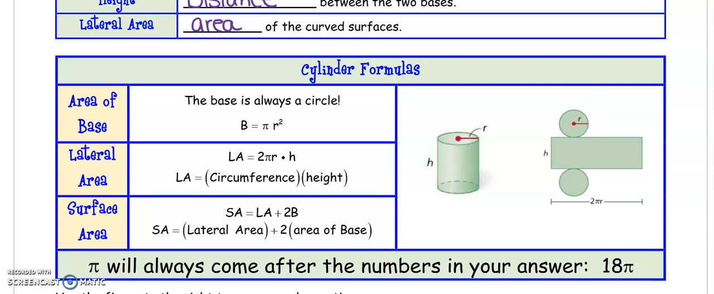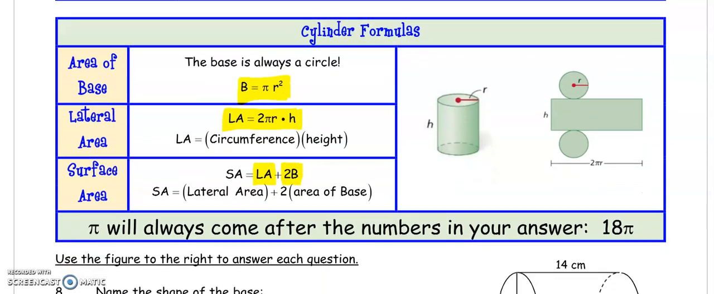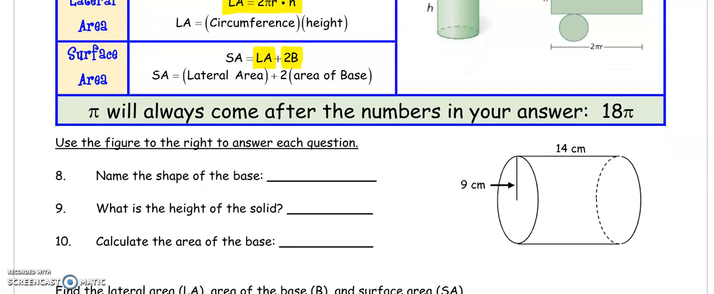All right, so to find the area of our base, we have our base formula. B is equal to pi r squared, because the base is always going to be a circle. Our lateral area, we take the circumference and multiply it by the height, so we say 2 pi r times h. And then for the surface area, we take whatever that lateral area was and add on 2 of the bases. So let's take a look at this first problem with the cylinders.